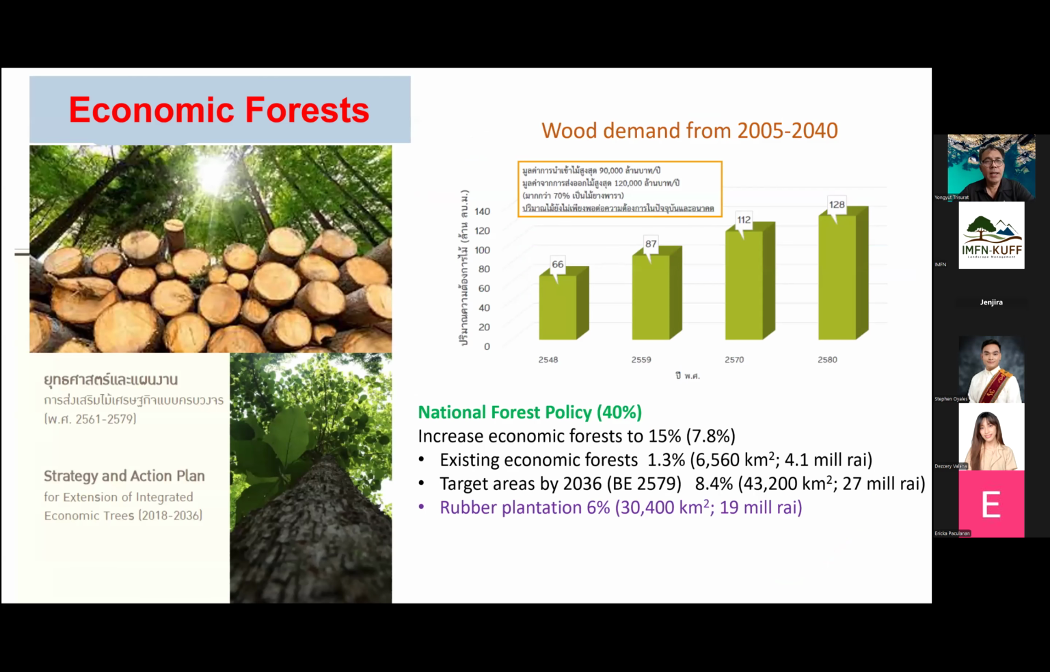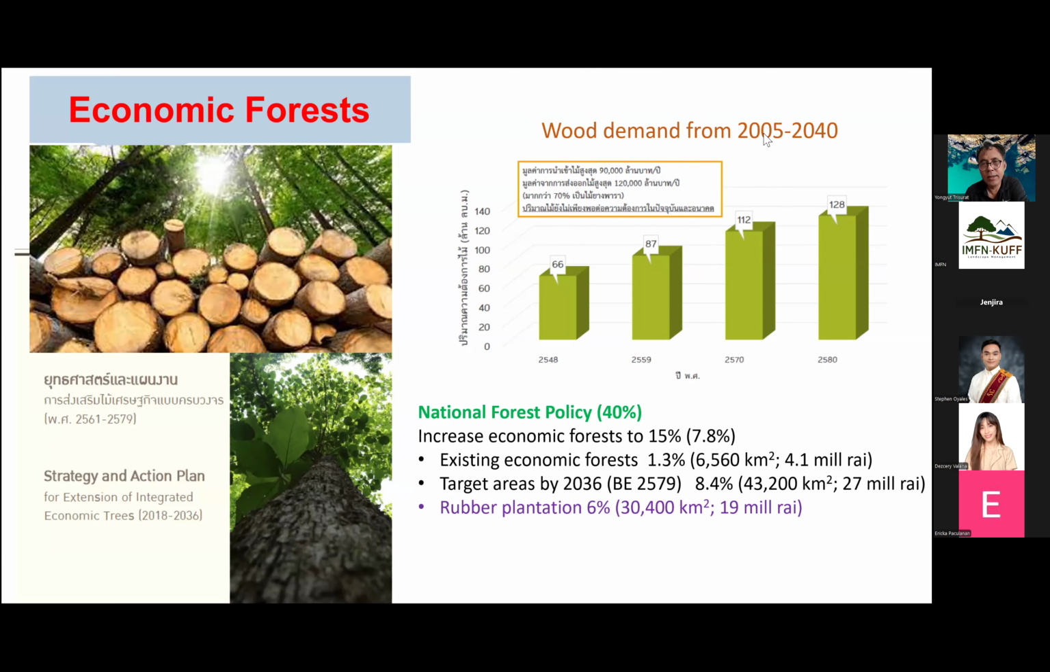So now come to Thailand. Even though we have 32% remaining forest cover, about 24% has been designated as a protected area. So we have economic forest right now at about 7.8%, under the responsibility of the Royal Forest Department. But the Royal Forest Department has the long-term objective to increase economic forest to 15% in the future. This is under the national forest policy.